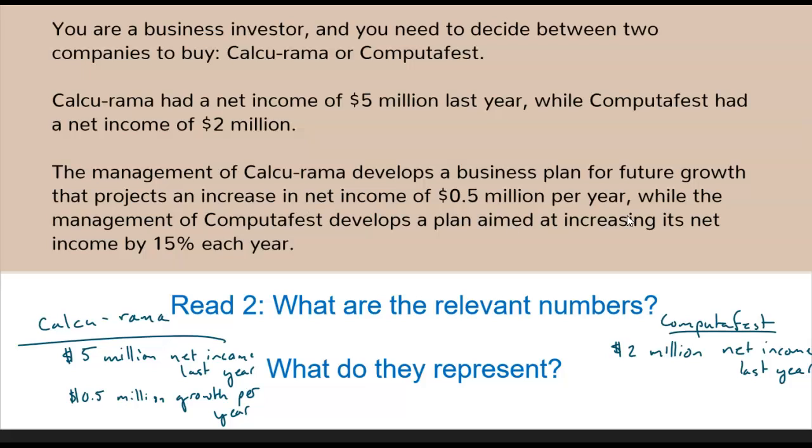And then Computafest has a plan we're going to increase by 15% each year. So let's do 15% growth each year.